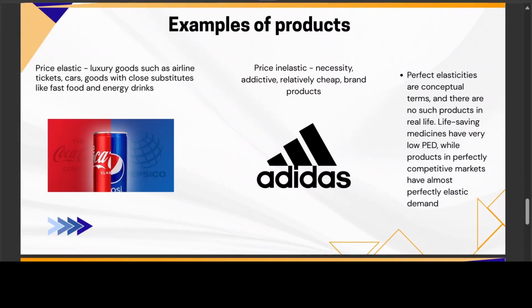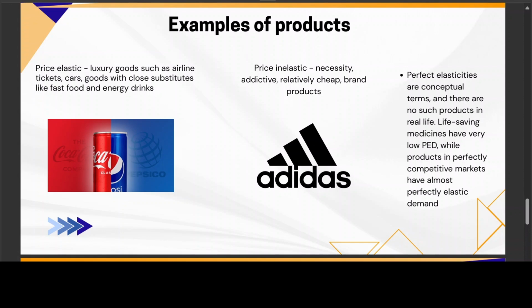And now let's talk about those examples of products. Price elastic ones can be luxury goods such as airline tickets, cars, and goods with close substitutes like fast food or energy drinks. So overall, price elastic goods often are luxury goods or goods with very close and quality substitutes. And those goods which are price inelastic are often either necessities, addictive, relatively cheap, or brand products.